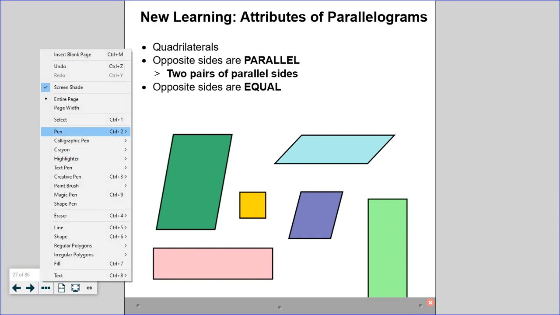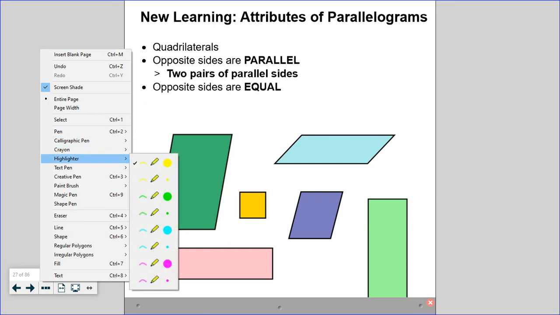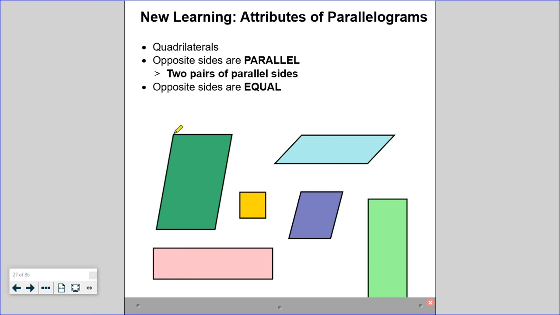So let's look at a couple of them. Let me grab a little color here. Let's do green. So if you look at this shape here, this side is parallel to this side. If you were to continue those sides on and on and on, they would stay the same distance apart. This side is also parallel to this side. If you continue these two on and on, they will also stay the same distance apart. You may also notice that the length of this side and this side are the same, and the length of this side and this side are also the same. So this is a parallelogram.